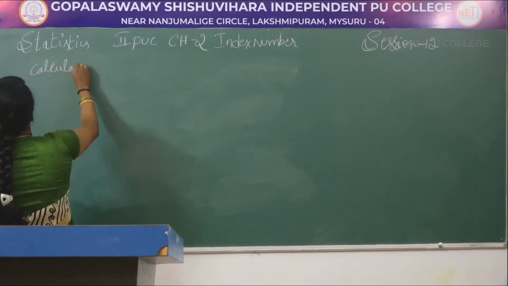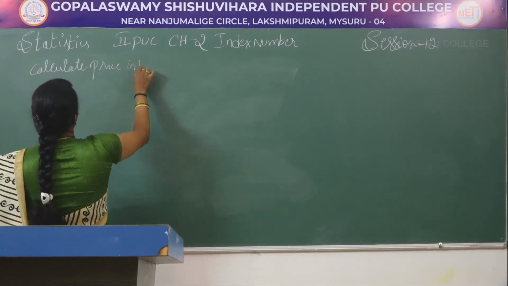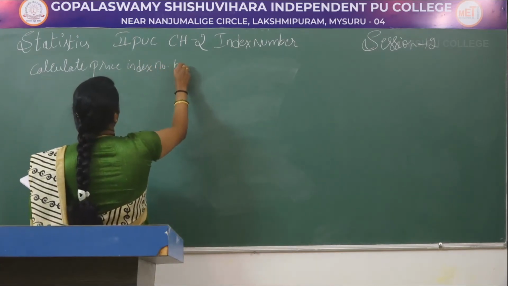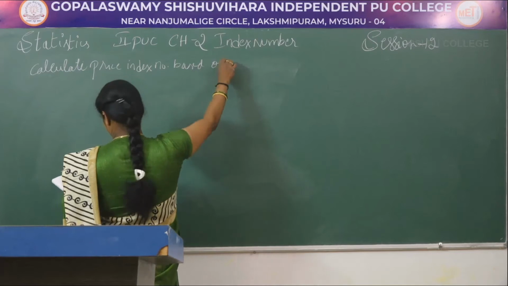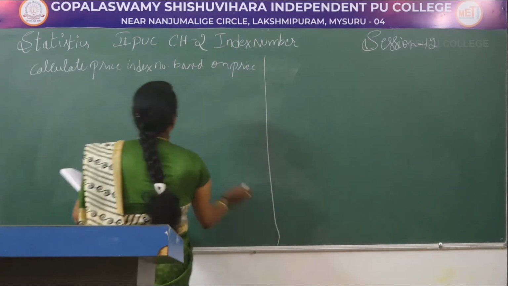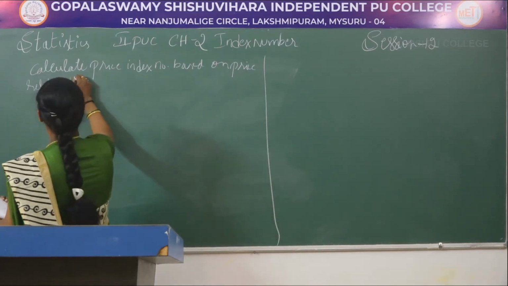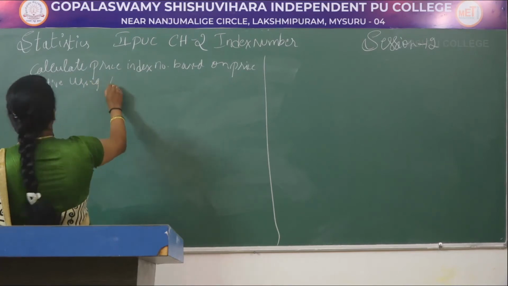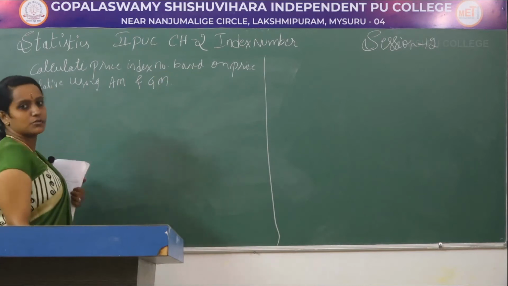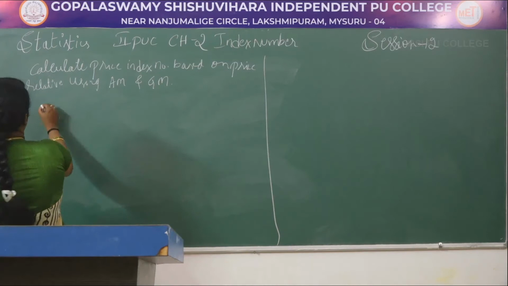Calculate price index number based on price relative using arithmetic mean and geometric mean. We are using both the arithmetic mean and the geometric mean. Okay, this is year.